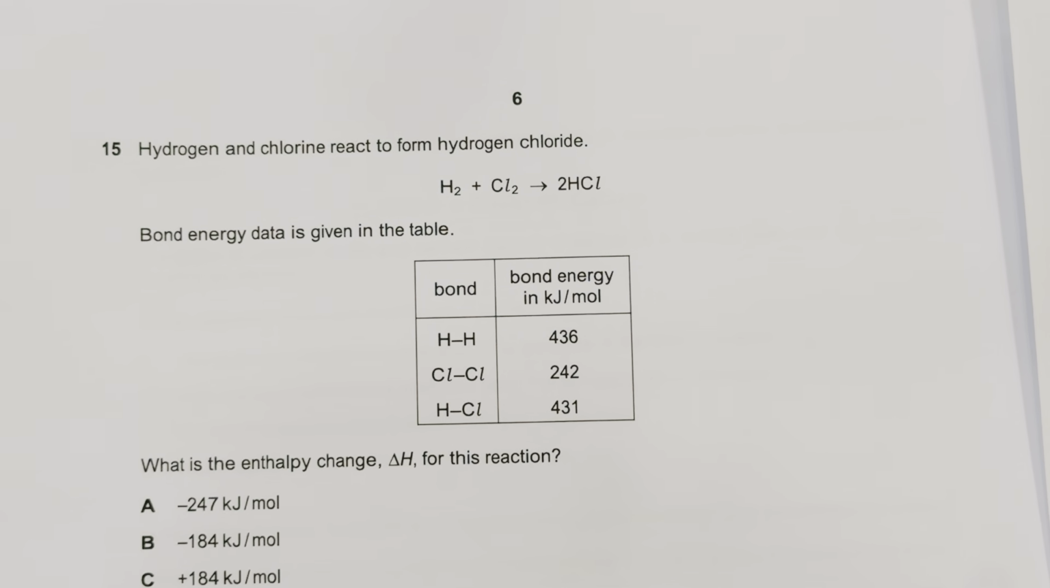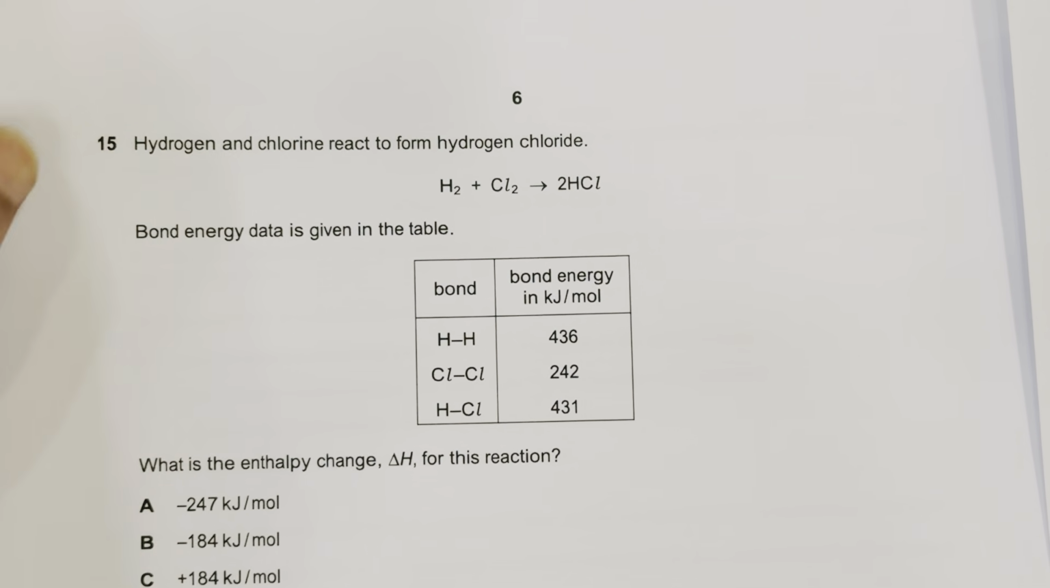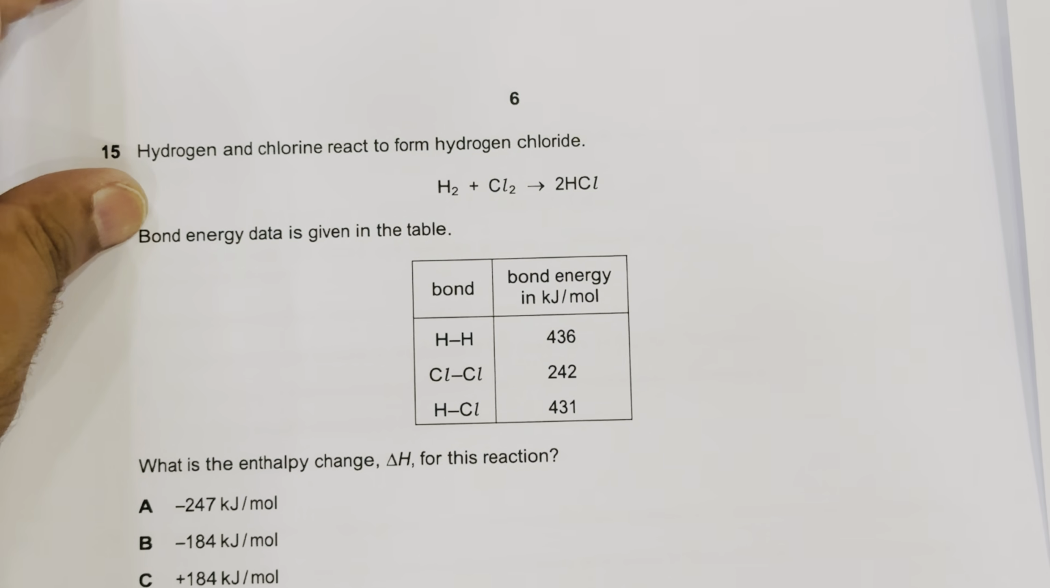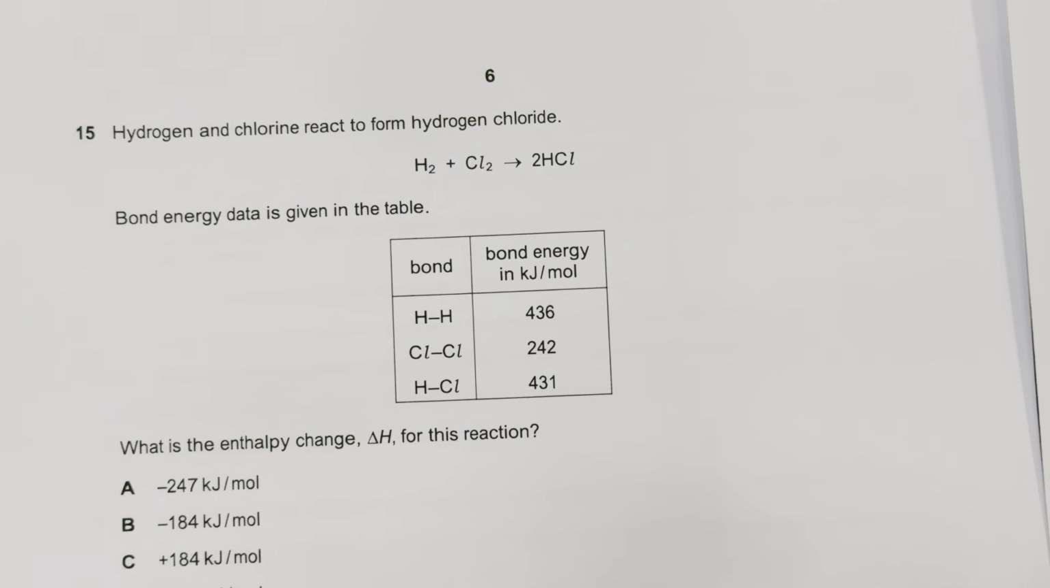Moving to question number 15. Hydrogen and chlorine react to form hydrogen chloride. Bond energy data is given in the table. This is the enthalpy change calculation. What is the enthalpy change of this reaction? So we're gonna calculate it.